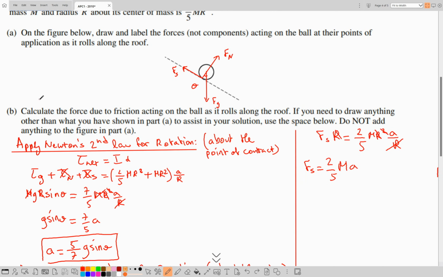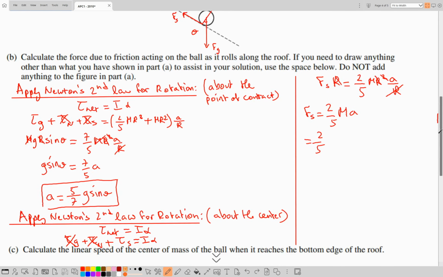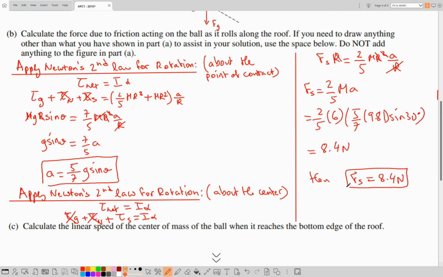And if you notice carefully, they told us to calculate, which means that we need to achieve the numerical value. Now that would be 2 over 5. The mass is given by what? Is given by 6. And the acceleration in this case is given by 5 over 7, where g is 9.81 and sine 30. Plugging that expression into the calculator, we're going to find that the force provided by the static friction is 8.4 newtons. Then the static friction provides 8.4 newtons.